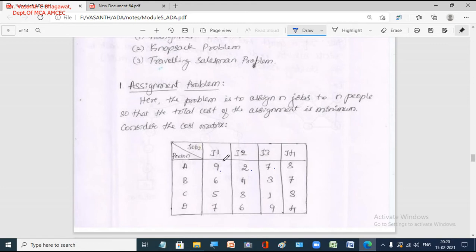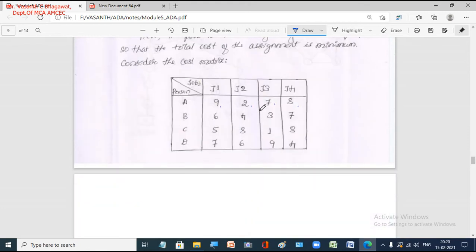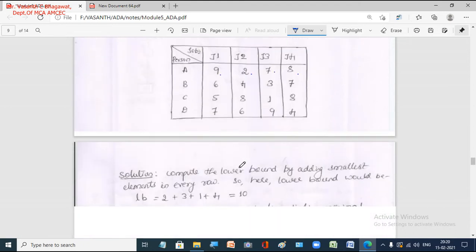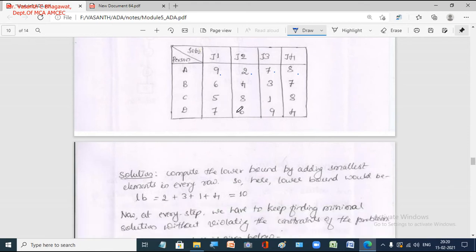Our task is to assign exactly one job to each person such that the total cost of executing all 4 jobs is minimum. You can assign any job to anyone, but only one job should be assigned to each person, such that the total cost of all the jobs is minimum, right? Now to solve this problem, since the objective is to minimize, you have to see that the total cost for executing your jobs is minimum.